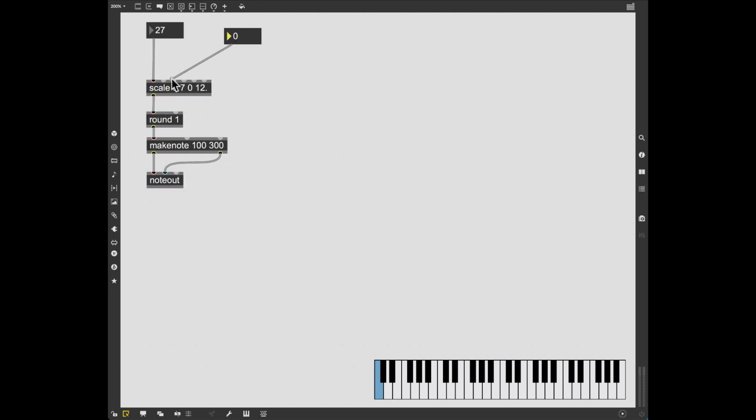For example, if we change the input range from 7 to 5, we get exactly a pentatonic scale. And if I set the input range to 6, I get a whole tone scale, of course. And 8 gives me a diminished or octatonic scale.